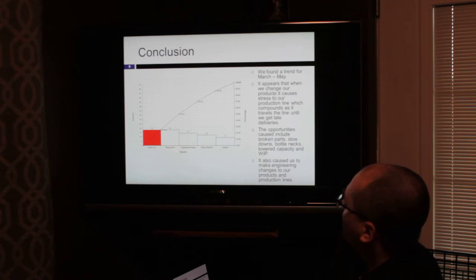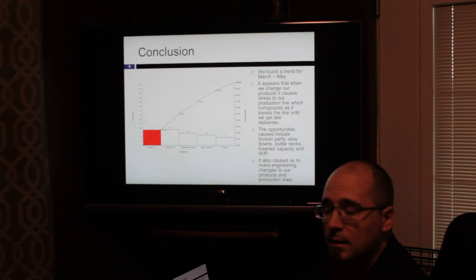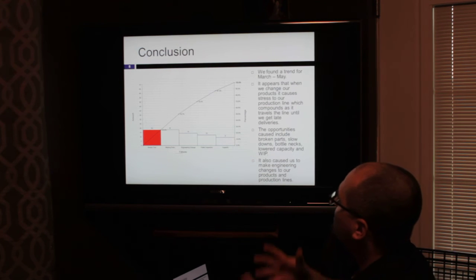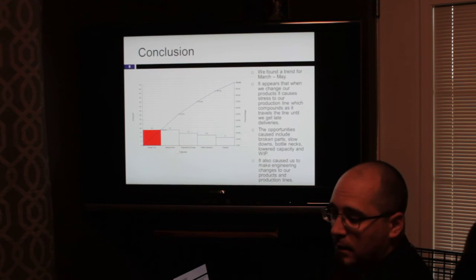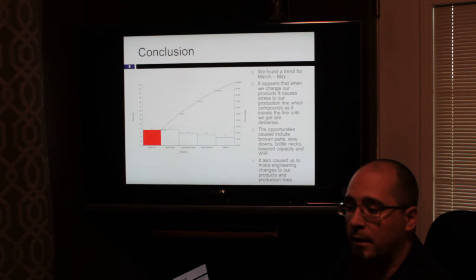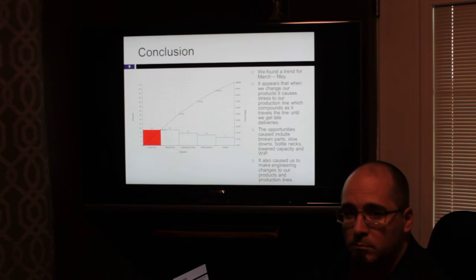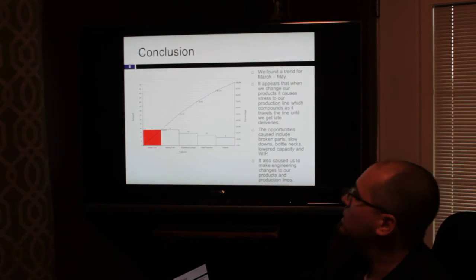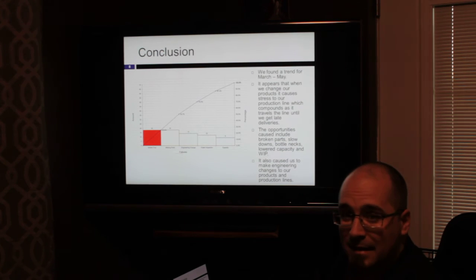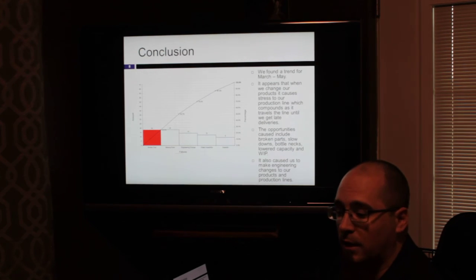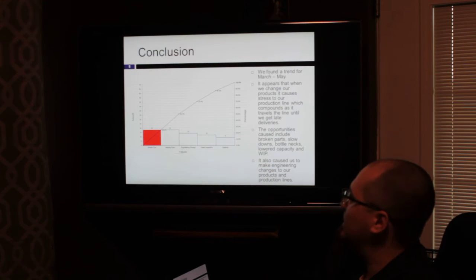What it looks like is whenever we change a product, it induces stress on our production line, and that compounds farther down the line. It causes broken machinery and broken parts, which causes missing parts, and then that affects our capacity because it affects our work in progress, and we can't get enough out, which makes us late.